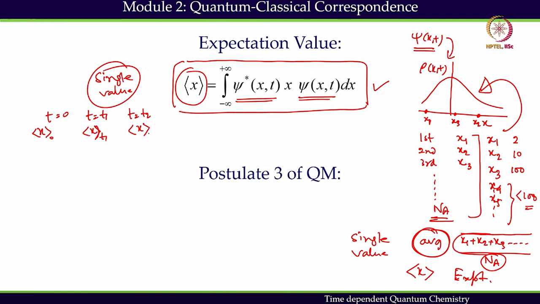This expectation value and so on. So finally, what I can do, if I plot x average value as a function of time, I will see a trajectory. Just like a classical trajectory, I will be able to construct the trajectory, and that is the basic idea of this.